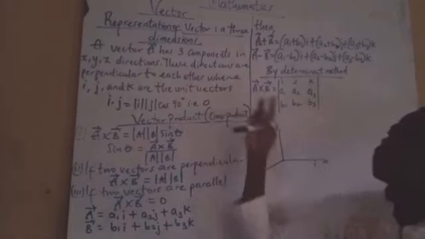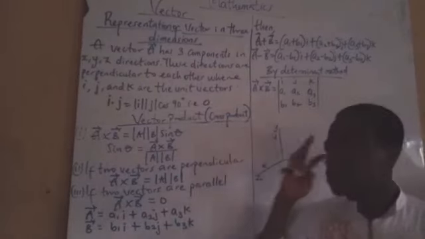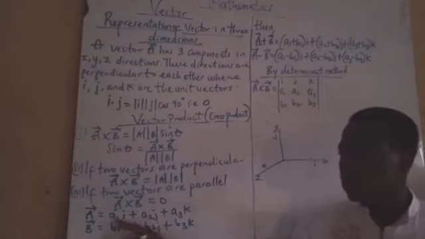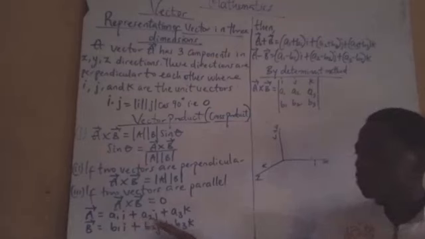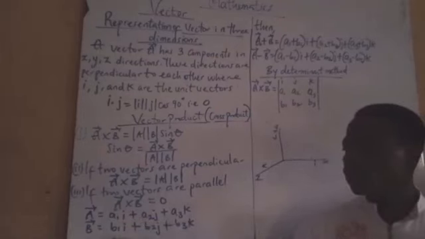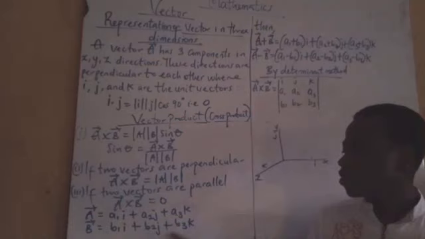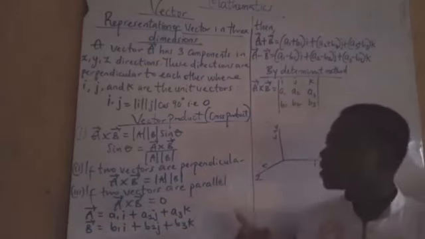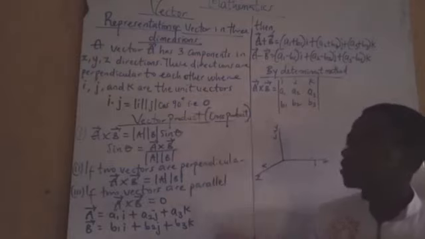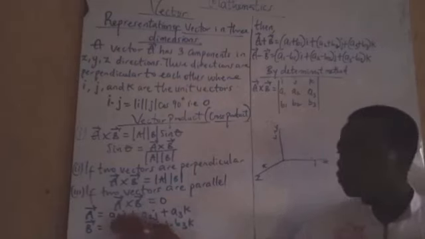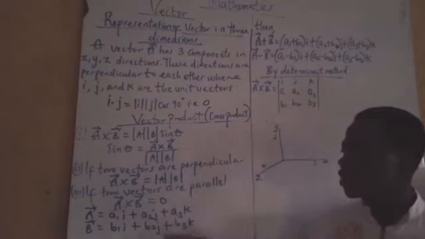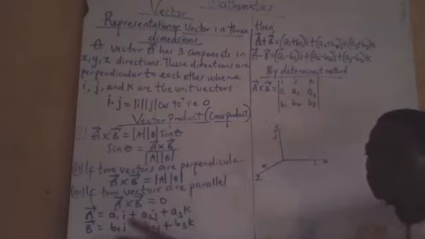Now, as I said before, if vector A has 3 components, it can be A1i plus A2j plus A3k. Then vector B can be B1i plus B2j plus B3k. That is, if you have been given 2 vectors where each vector has 3 components. With 2 components, it will just be i and j, that's A1 and A2. But with 3 components, it will be A1, A2, A3, that is i, j, k. So we have 2 vectors here.